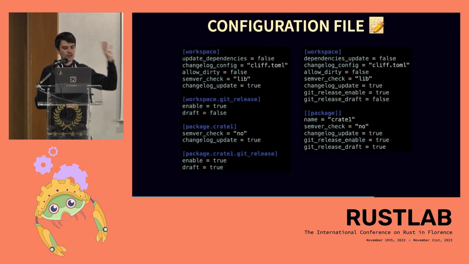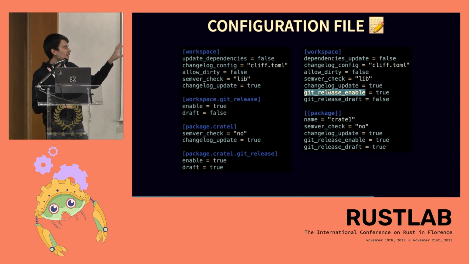So from this, we went to this. Now, this is very flat, and there is a lot of repetition. For example, here you can see that the git_release words are repeated for git_release_enable and git_release_draft. On the left, you can see that there is a git_release section, but at some point I didn't care. Okay, there's some repetition, but it makes things way easier, way cleaner. And so I decided to stick with this format.